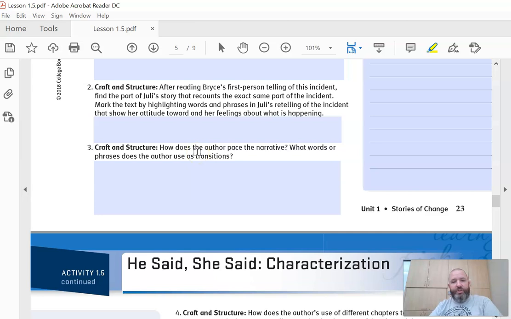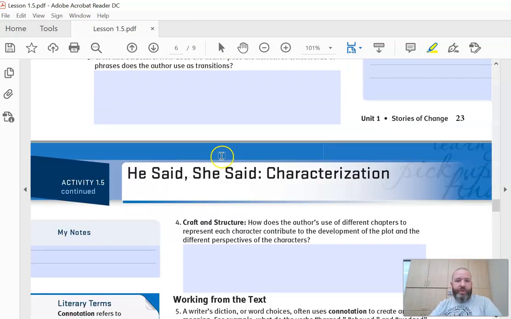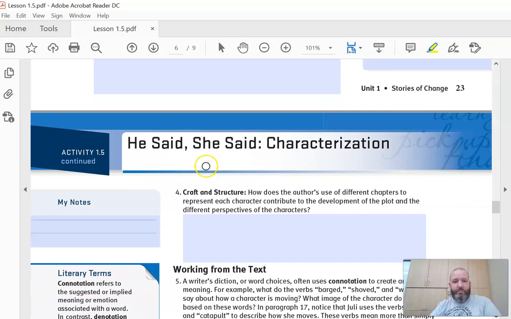Number three, how does the author pace the narrative? Pace means the speed that they're going and how fast they get to details, and so what do they do to build that world that you're living in? Because this is the beginning of the book. What words or phrases does the author use as transitions? Transition words, if you forgot what those are, are words that connect and move from one part of the story to another. Next, also, then, and all of a sudden. Those things are all transition words. So try and find a couple of those and write those in there.